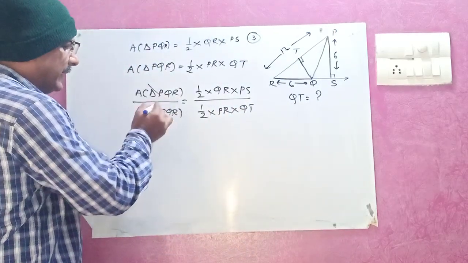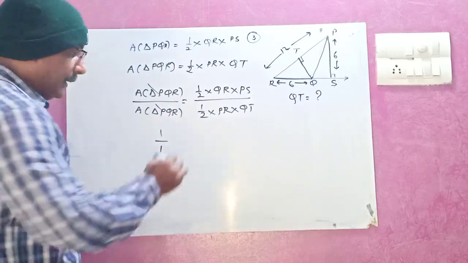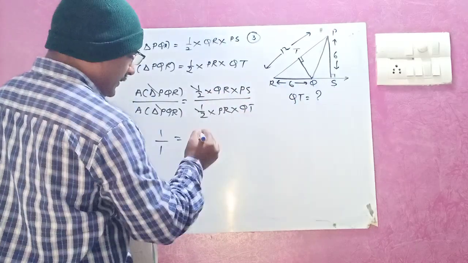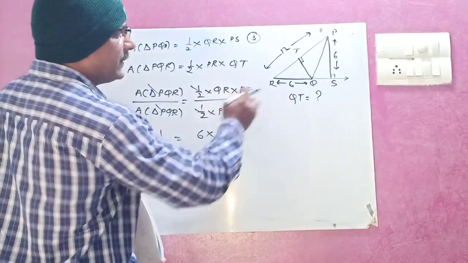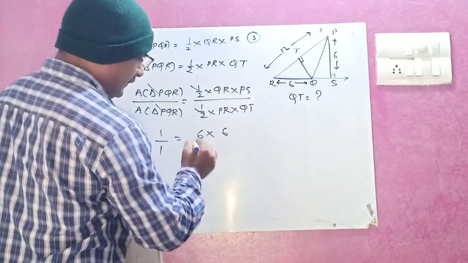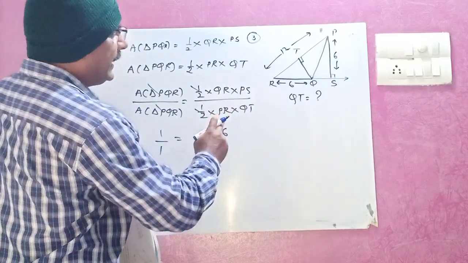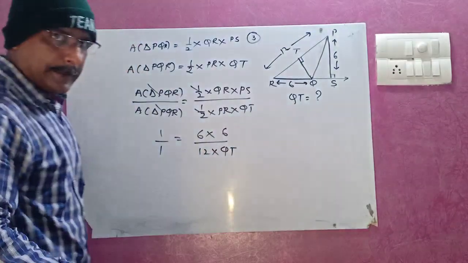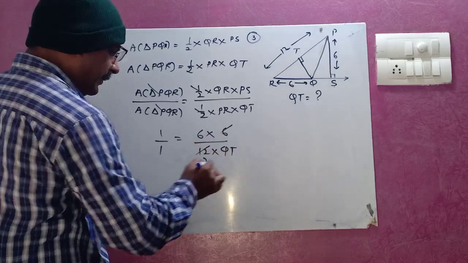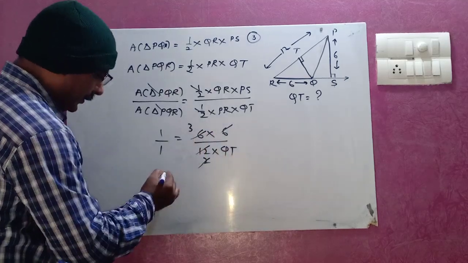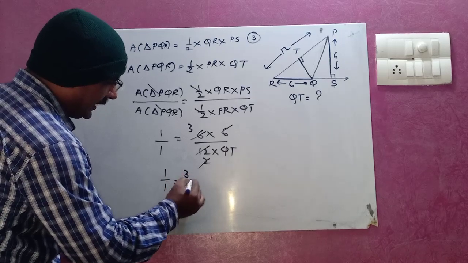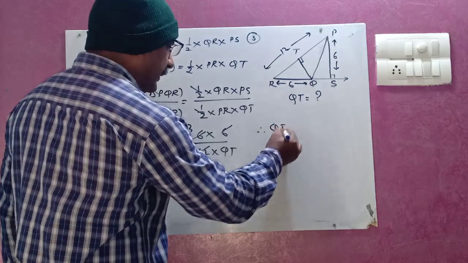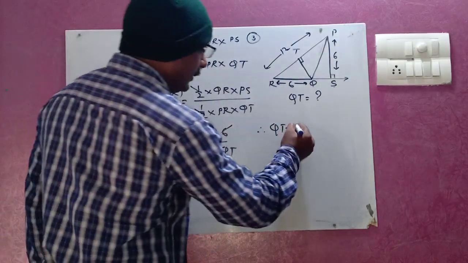The same triangle gets cancelled, you get 1 upon 1 here. Here the half also gets cancelled. QR is how much? 6. PS is the height, so it is 6. And PR is 12. QT we required. So 6 2s are 12, 2 3s are 6, you get 1 upon 1 which is 3 upon QT. Cross multiply, therefore QT is equal to 3.